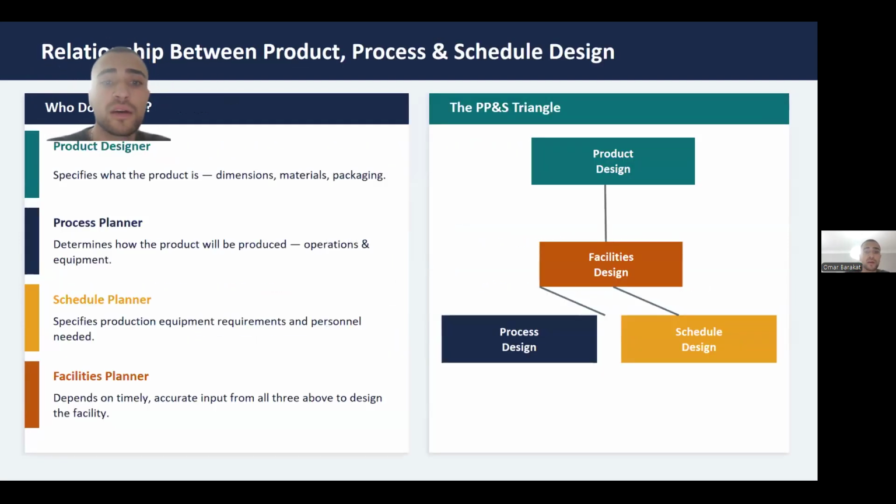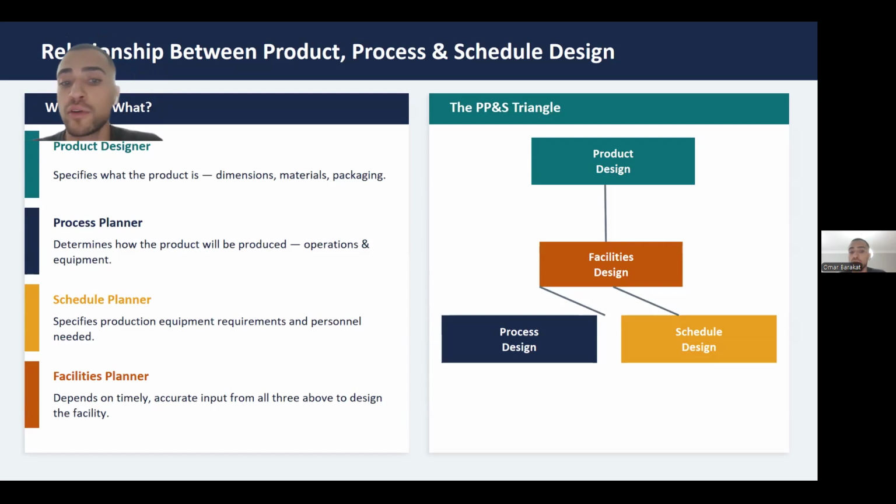Think of product, process, and schedule design as a triangle with facilities design at the center, dependent on all three. The product designer specifies the end product, dimensions, material composition, and packaging. The process planner determines how the product will be produced: operations, equipment, and sequence. The schedule planner specifies production equipment requirements and personnel needed. The facilities planner sits at the center, depending on timely and accurate input from all three.